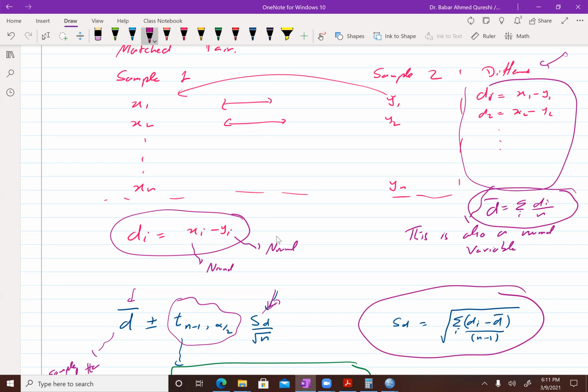Yeah, there's a question. Sir, is this T distribution or Z distribution? It's T distribution because I don't know what is the variance of any of these populations.